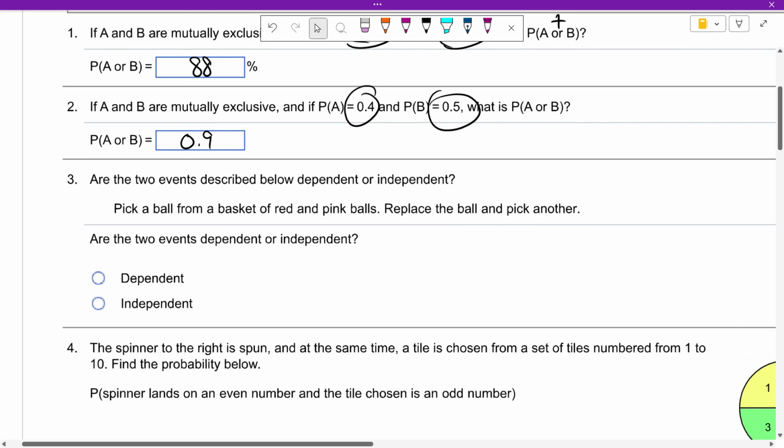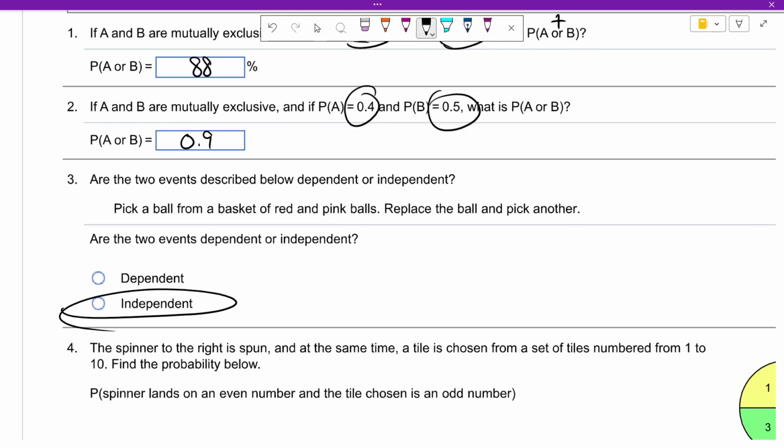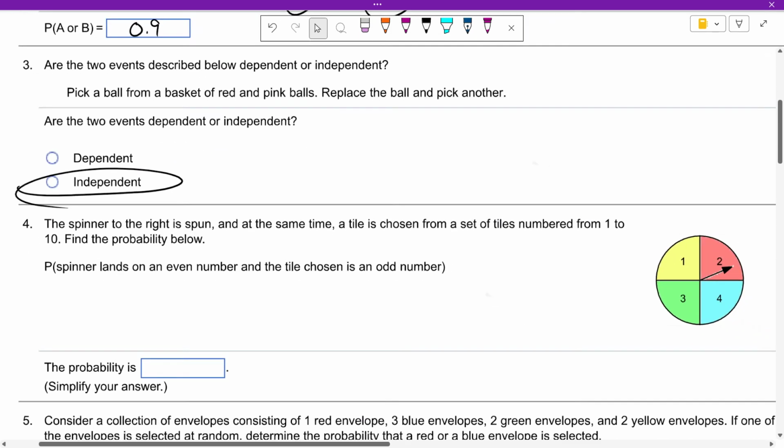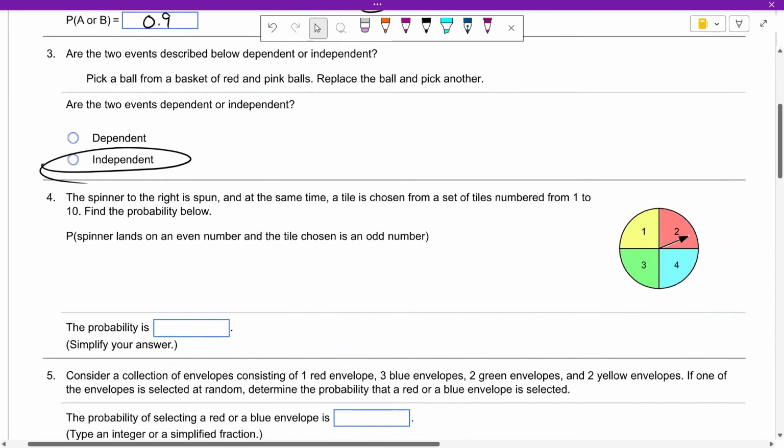You pick a ball from a basket of red and pink balls. You replace the ball and pick another. Replacing it is a key word here. Okay? If you replace it, as you draw the balls out, are they independent or dependent? Independent, because there's the same amount of balls, the same amount of red balls and pink balls if you put them back in. So those are independent of each other. It doesn't matter what the first ball is when you choose the second.